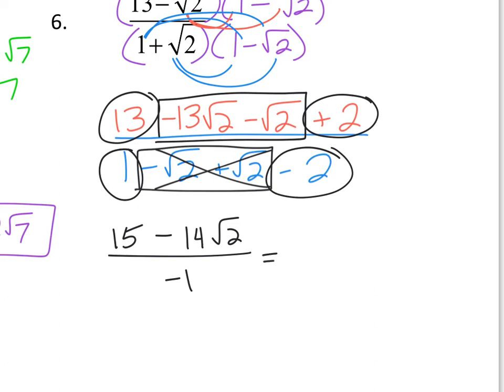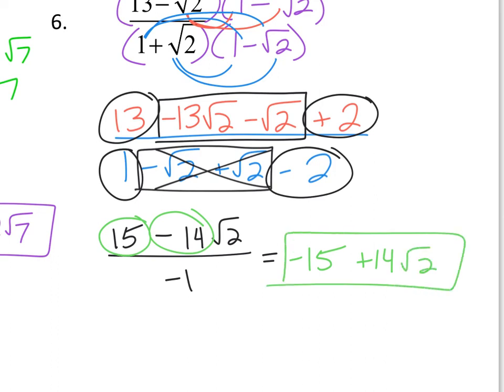Now, to simplify, here's the only thing you really have left that you can do: dividing by negative 1 basically just switches your signs for both terms in your numerator. In other words, your positive 15 here becomes a negative 15. Your negative 14 here becomes a positive 14. Square root of 2 stays the same. Here would be your final answer.